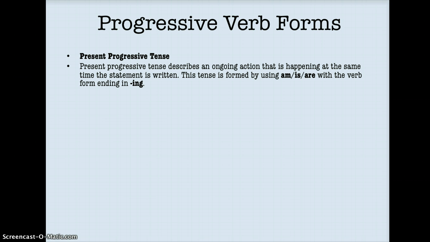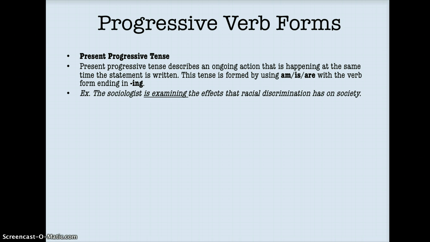This tense is formed by using am, is, and are with the verb form ending in ing. Our example: the sociologist is examining the effects that racial discrimination has on society. It's something that the sociologist is currently doing and is going to progress in doing, so therefore it's progressive.